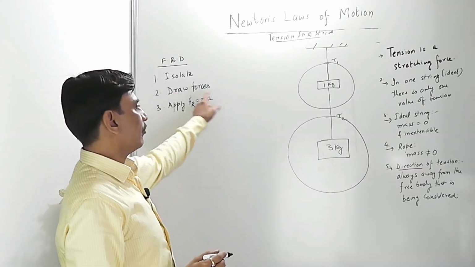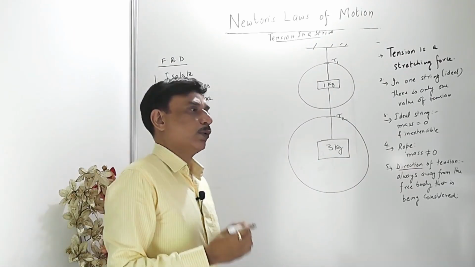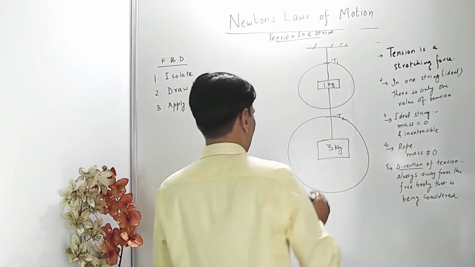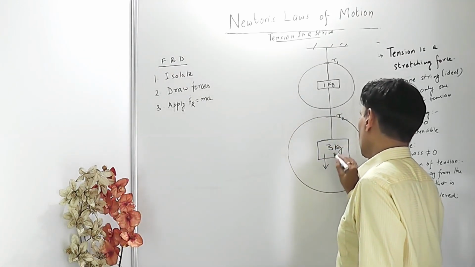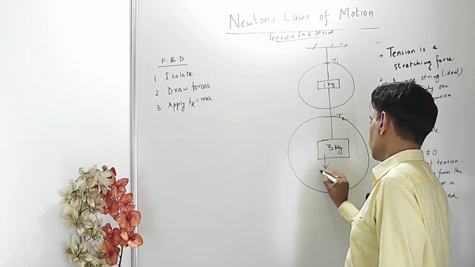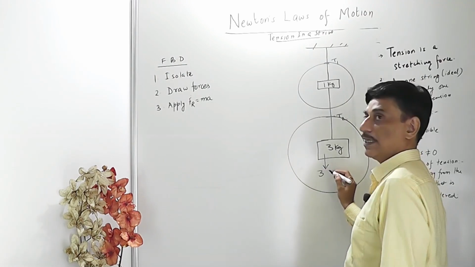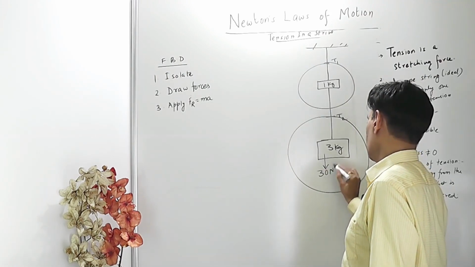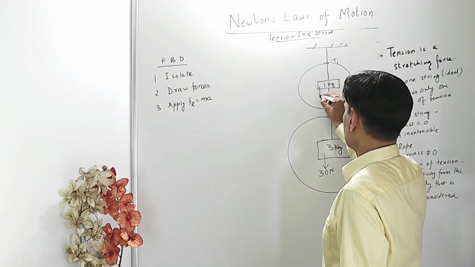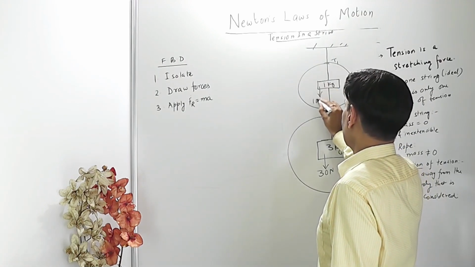Second is draw forces. First, let's see what the weights are. Earth says, I am going to pull you down with a force of mg, 3 into g. g we are taking as 10 meter per second square. So this is 30 Newton, mg, 3 into 10. And this is 1 into g, that is 10 Newton.